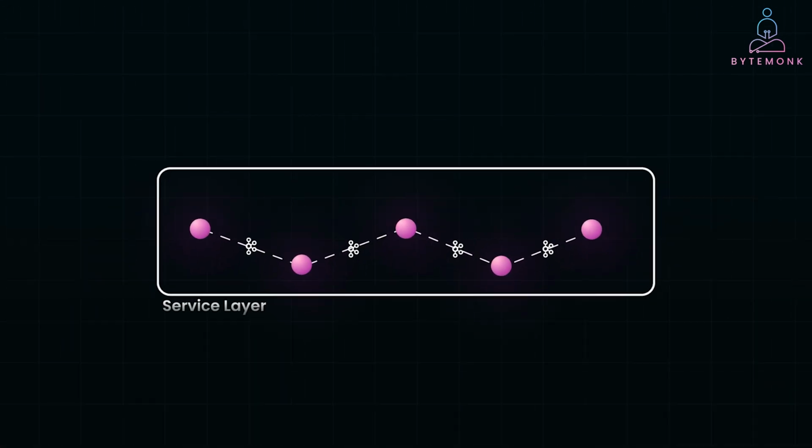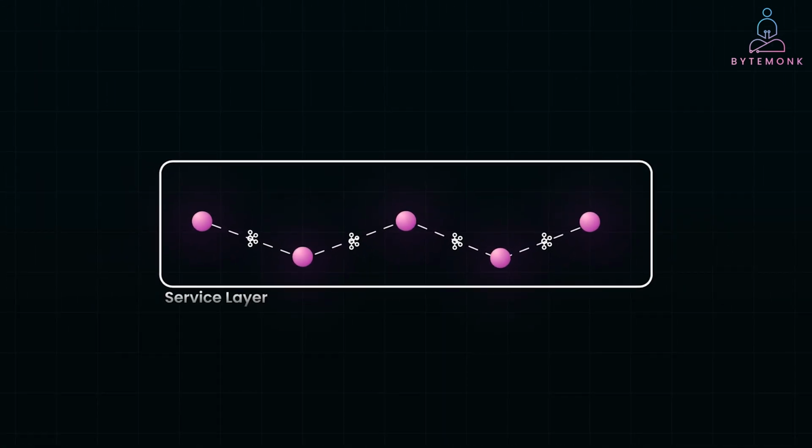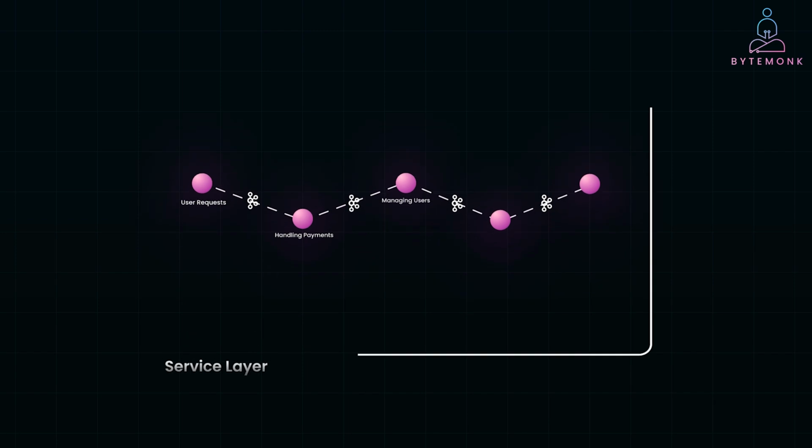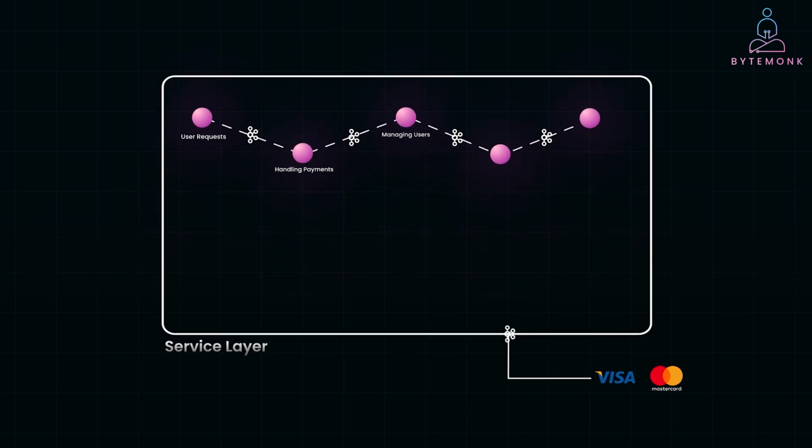Next, the service layer is the core of the system that contains all the business logic and microservices responsible for processing user requests, handling payments, managing users, and more. This layer is the brain of the architecture where various microservices interact, data is validated, and external systems are called.